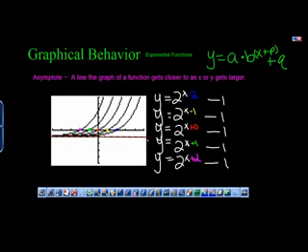As you can see, all of our graphs approach this red and black line. This line is the asymptote. This asymptote is y equals -1, a line that each one of these graphs approaches but never quite touches.